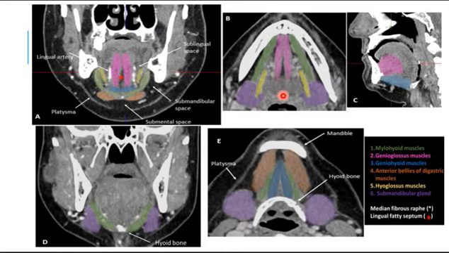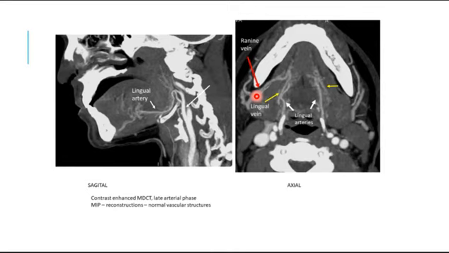And posteriorly we have the tonsillar spaces. The tonsillar spaces are very important, and later on we will talk about them. And this is the submandibular gland. This is just a reminder of the normal anatomical landmarks in the CT scan of the neck.